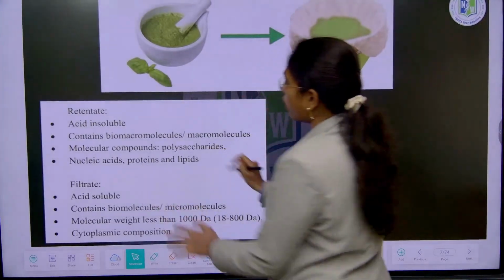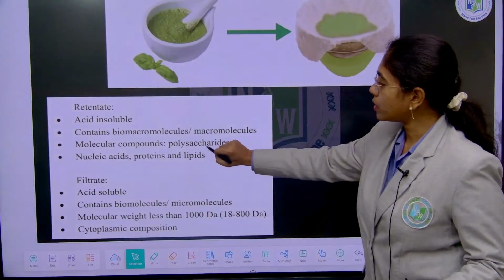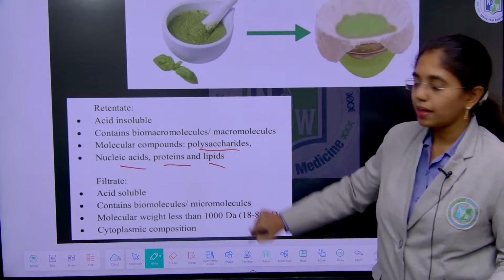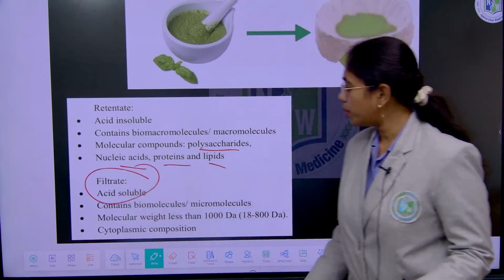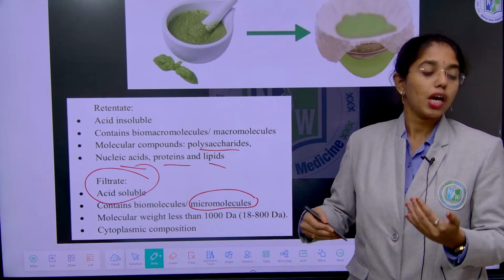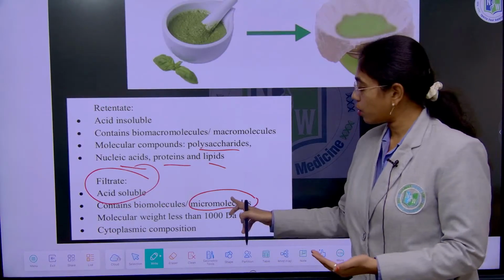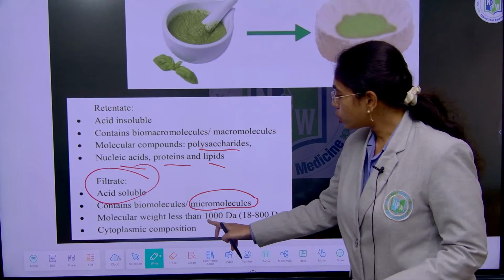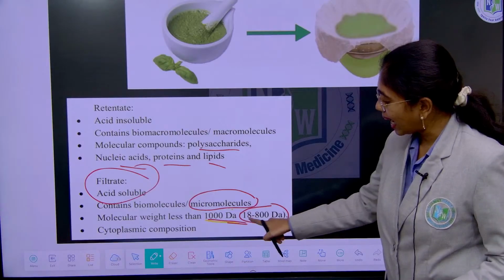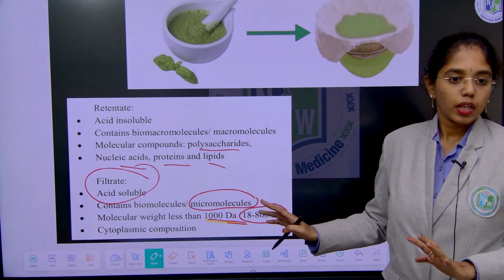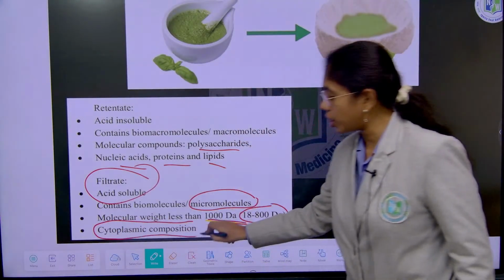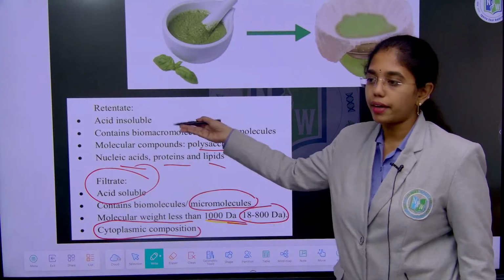Retentate contains biomacromolecules, molecular compounds like polysaccharides, nucleic acids, proteins and lipids. Filtrate or acid soluble pool contains biomicromolecules, meaning all the secondary metabolites, cellular constituents, inorganic molecules, organic compounds are known as what? Micromolecules, whose molecular weight is less than 1000 Daltons, or you can say specifically 18 to 800 Daltons. It is 18 to 800 Daltons. Usually the entire cytoplasmic composition except biomacromolecules will land in the filtrate.